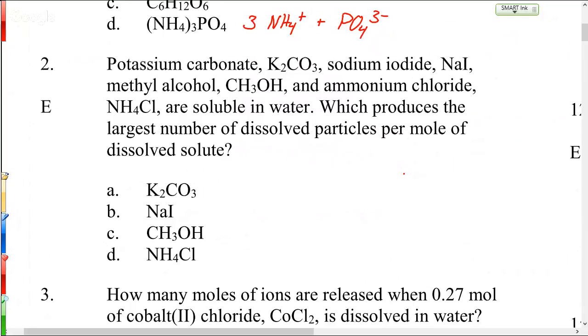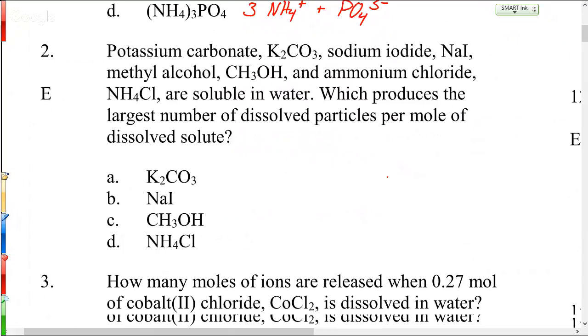Well, how many? Okay, guess. How many particles does sodium iodide form? How many moles of particles would sodium iodide form? 2. Any of these other ones produce 2? The last one would, right? Ammonium chloride would produce a mole of ammonium and a mole of chloride. So those 2 would be the same. What about C? What's C? Maybe 2 or 1. Yeah. Is CH3 an ion? It's not. So this is a covalent compound. It just makes 1 mole of particles per mole of solute. That's methanol.